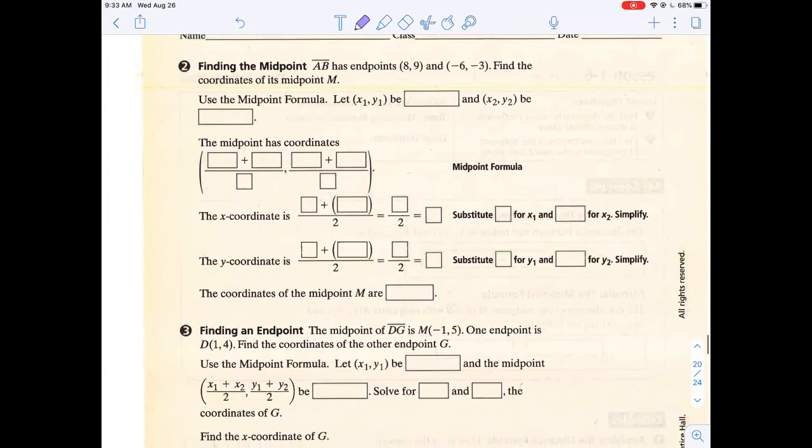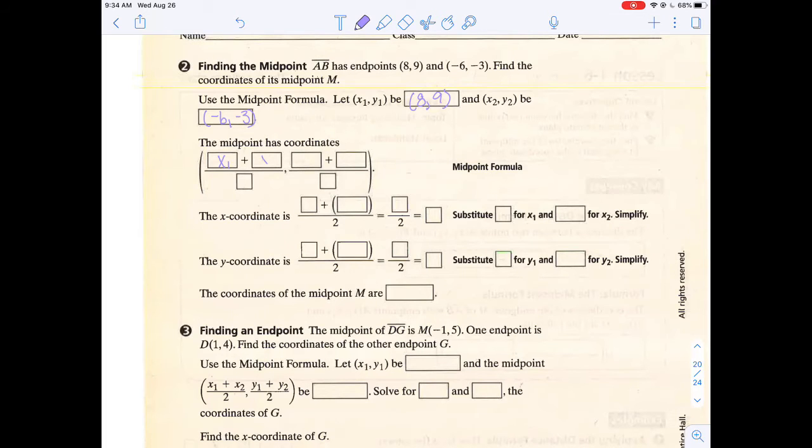Alright, let's look at our second example here. Finding the midpoint. Line AB has endpoints at (8, 9) and (-6, -3). Find the coordinates of its midpoint M. So I'm going to let point 1 be (8, 9), and point 2 be (-6, -3). It doesn't matter if you switch those, as long as you stay consistent. You could have (-6, -3) be the first point. It'll be okay.